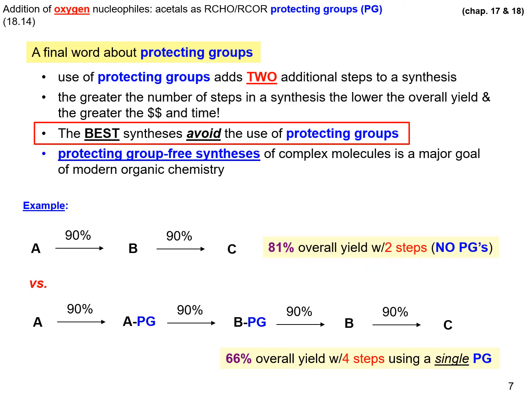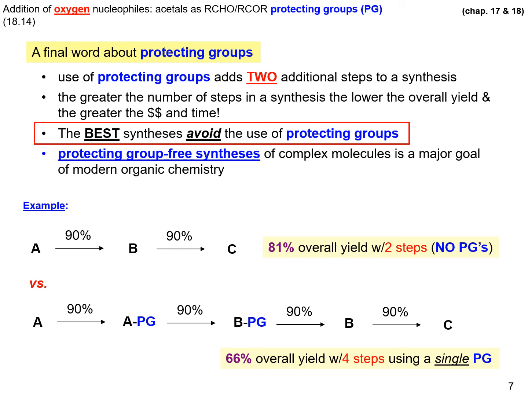A final word about protecting groups. I discussed it here, your book discusses it, but it doesn't mean that you should always try to use protecting groups in your syntheses. The use of a protecting group adds 2 additional steps to a synthesis, protection and deprotection. The more steps in a synthesis, the lower the overall yield is going to be, and it's going to take more time and more money. So the best syntheses are the ones that avoid the use of protecting groups.